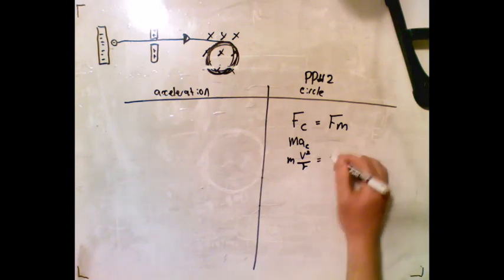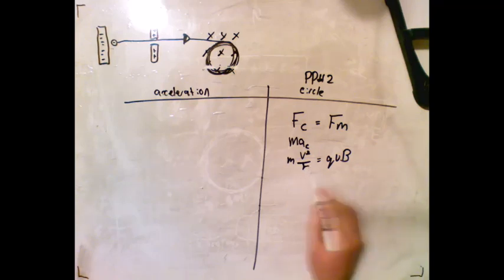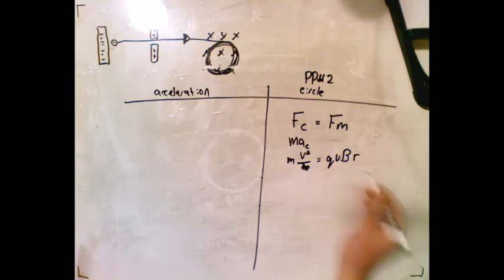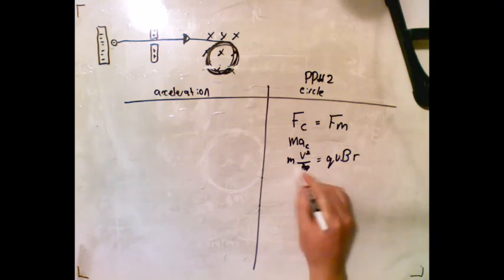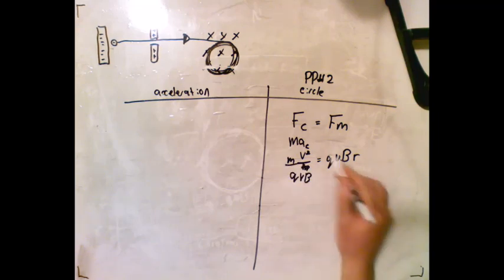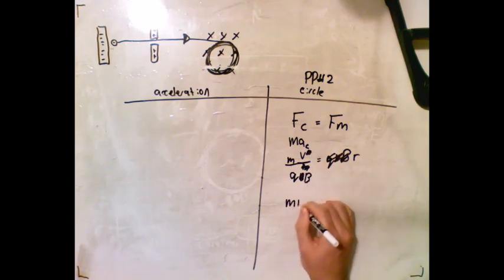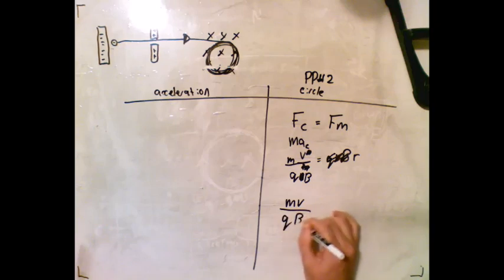And then Fm for a charge is equal to qvb. So we want to find this radius down here. So I'm going to move radius up top, and I'm going to move qvb down below. Right? One of these velocities ends up canceling out, so we end up with mv over qb is equal to r. That's how we find our radius.